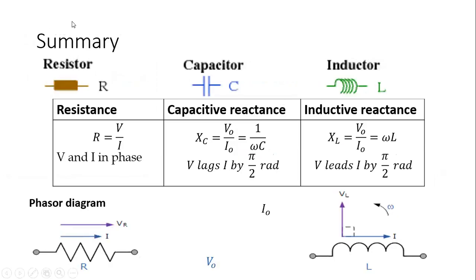Okay, just to revise, for resistor, this is the phasor diagram. That means the current and the voltage are in phase. For inductor, this is our inductive reactance, omega L. Remember that your V leads your I by pi over 2 radian. That's how we show the phasor diagram. And for capacitor, same phasor diagram, but I comes first. I leads V. How to calculate the capacitive reactance? 1 over omega C.